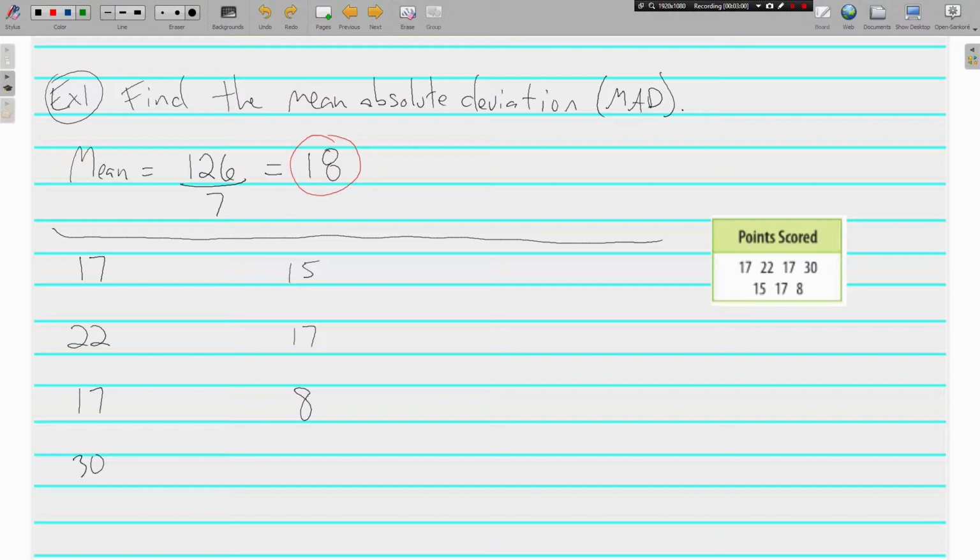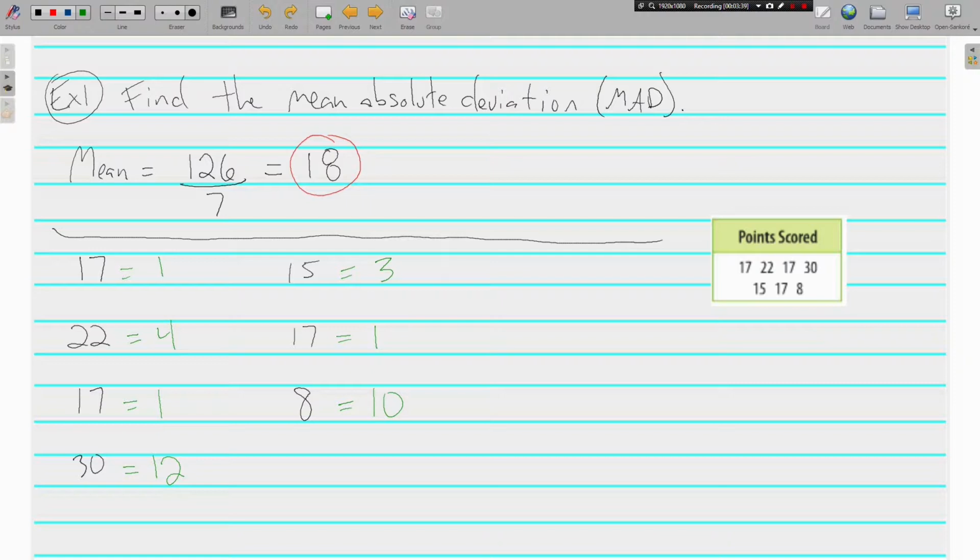How far away is 17 from 18? It's 1 away. How far away is 22 from 18? It's 4 away. How far away is 30 from 18? 30 minus 18 is 12. How far away is 15 from 18? 18 minus 15 is 3. 17 we know is 1. And how far away is 8 from 18? It's 10 away.